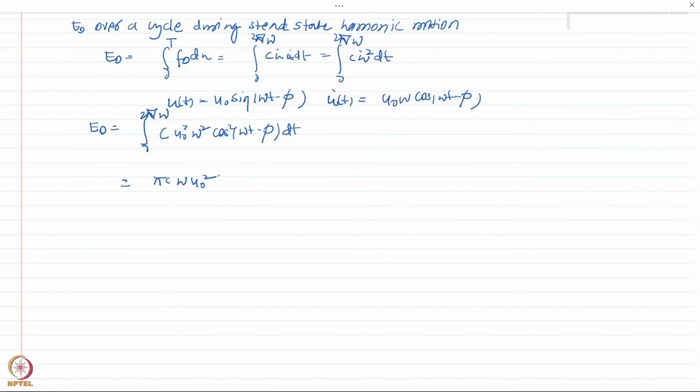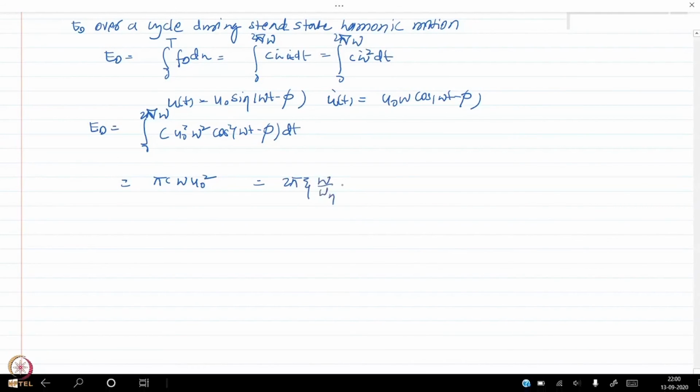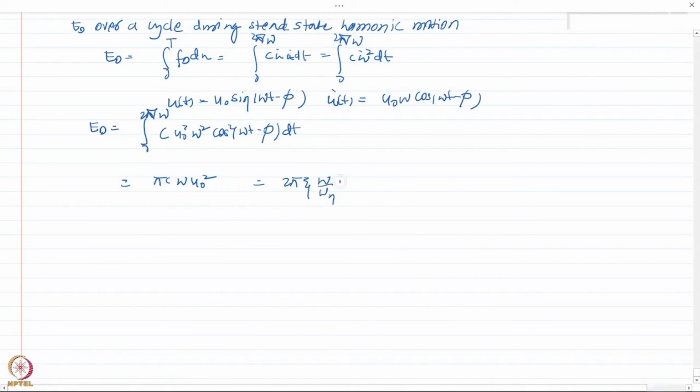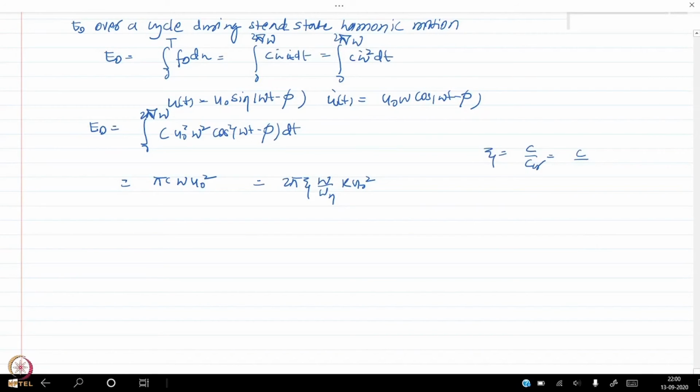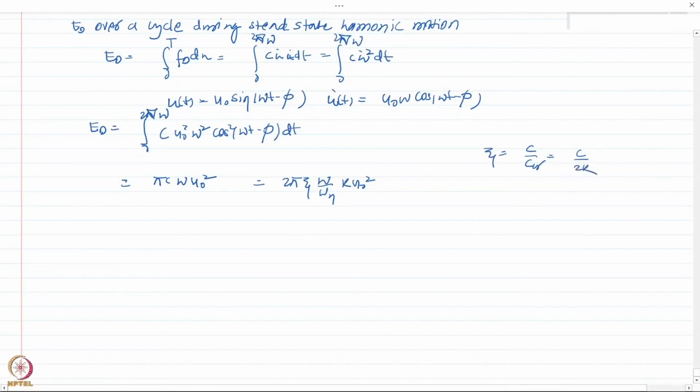This expression can also be written, if you substitute the value for the damping coefficient c, as 2 pi zeta omega by omega n times k u naught square. If you don't remember, we had defined the damping ratio as C by C critical, which I could write as C by 2k by omega n.